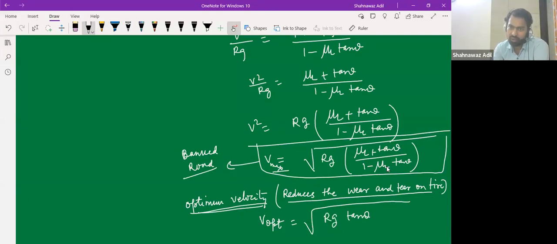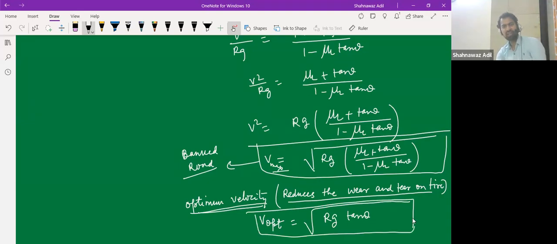This is zero, so the whole term is zero, so this is one. So we have this V optimum. To reduce the wear and tear on the tire, we move with this velocity. So what do we have to use this for in the question? Again, let us go back to this NCERT problem, right?